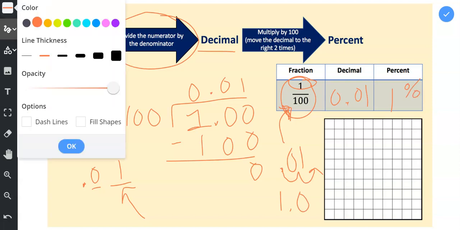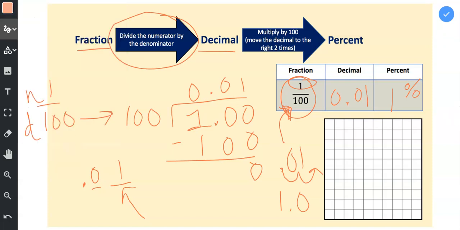So 1%, let me go to the highlighter, would just be 1 per 100. So I just color in 1 square, 1 out of every 100.